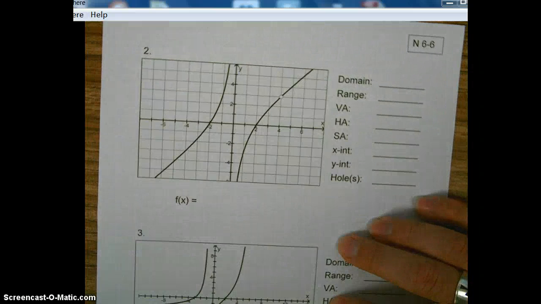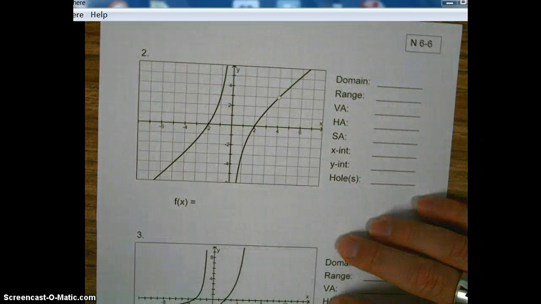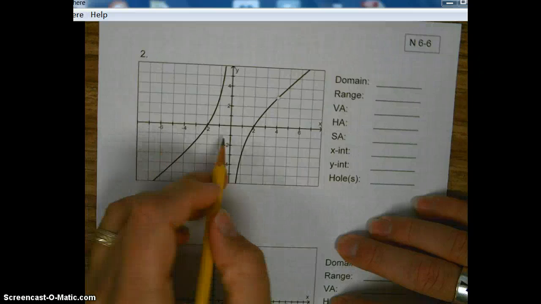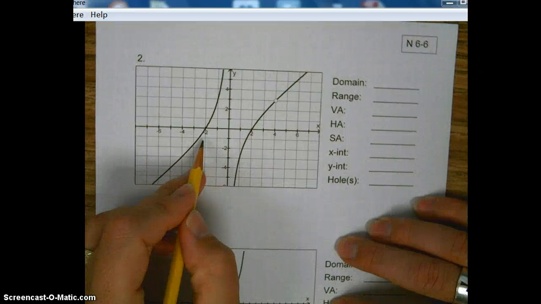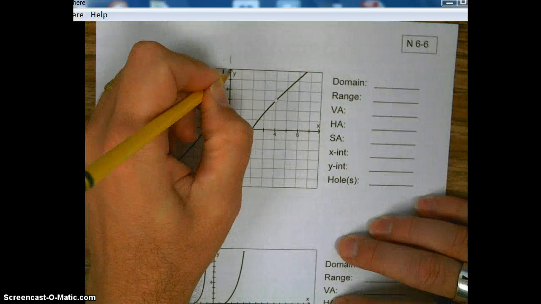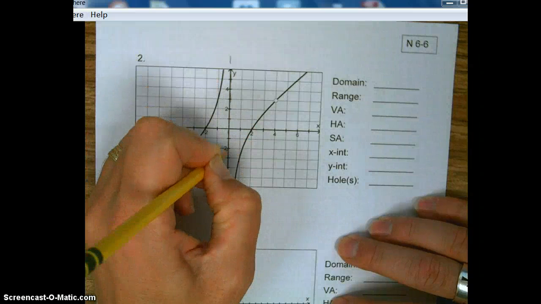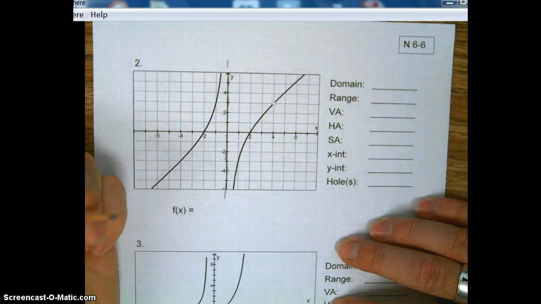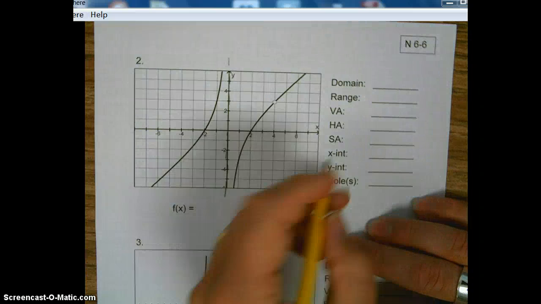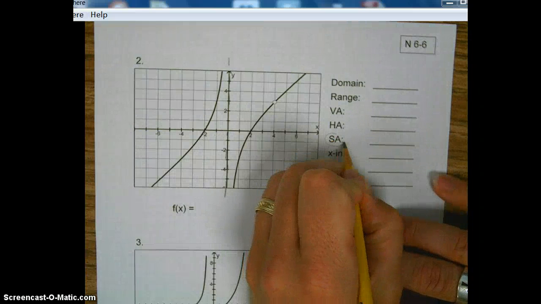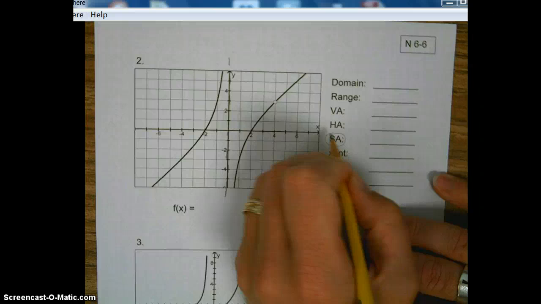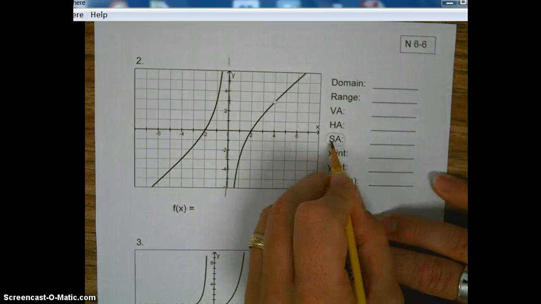Now this one is a unique rational function because it does not have a horizontal asymptote. It does have a vertical asymptote. And it has something called, and this author uses SA, and I'm thinking that they're calling this a slant asymptote.